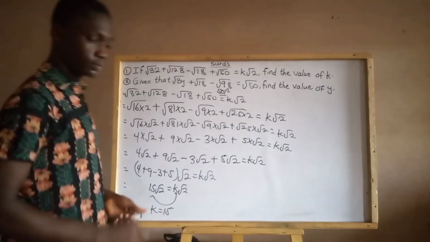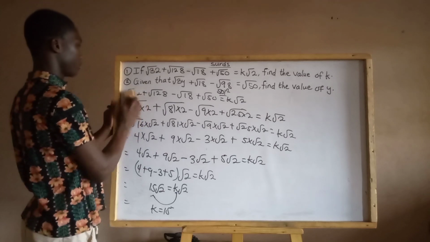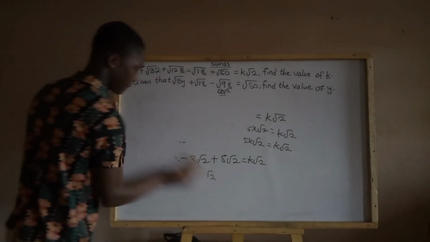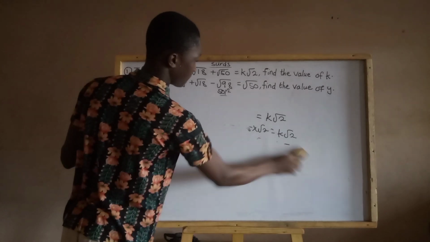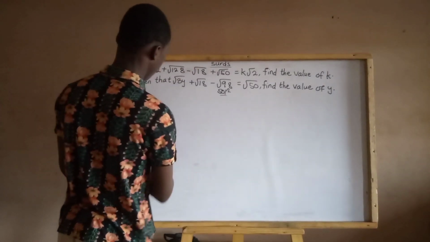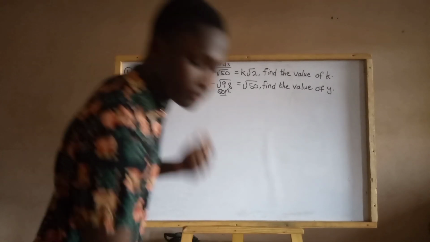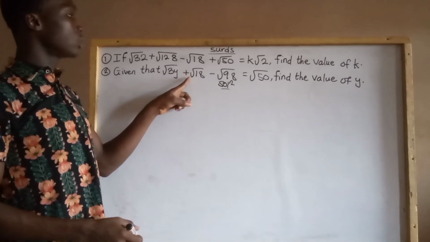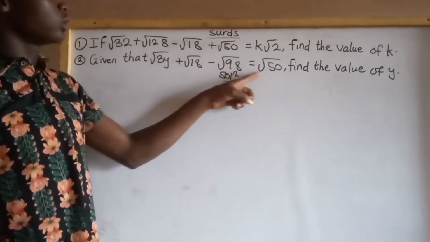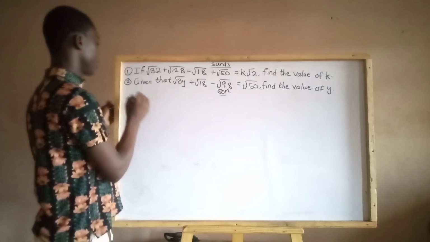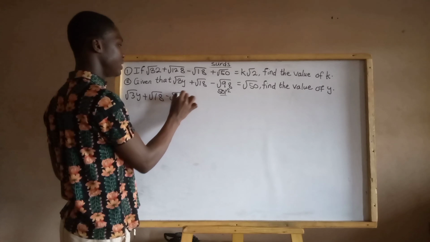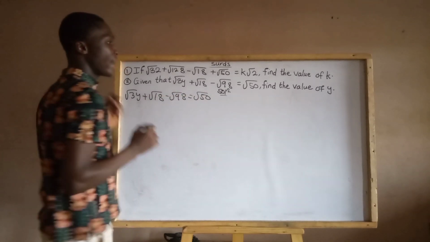Let's continue with question number 2. So we are given that root of 3y plus root of 18 minus root of 98 is equal to root of 50. Find the value of y.